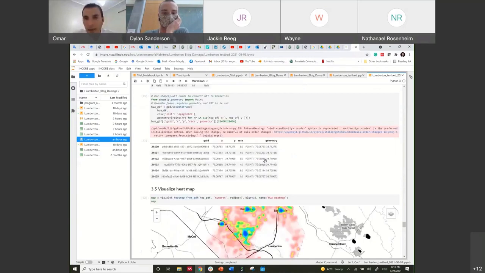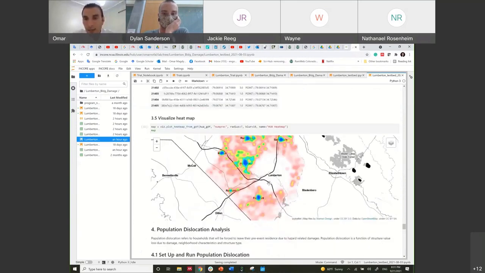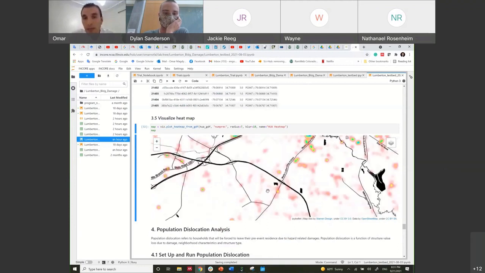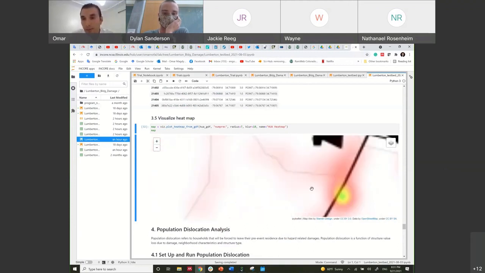There's a small problem with this map. At this location, it doesn't show that there is an allocated household, but when you zoom in on this map, you will find that there is already population allocated at these locations.